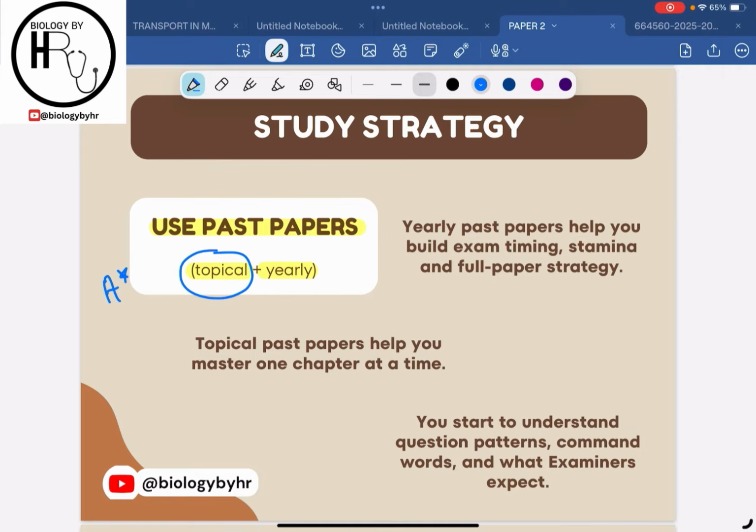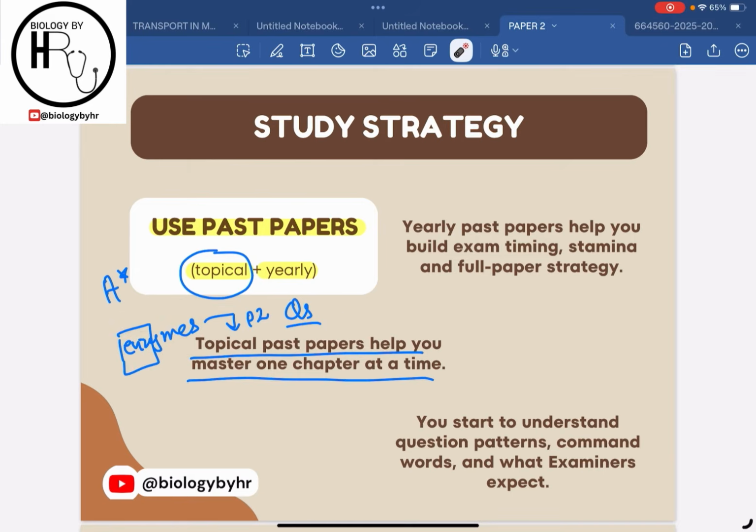Now what is the benefit of using the topical past papers? The benefit is that these topical past papers help you to master one chapter at a time. For example, if there is a chapter on enzymes that you studied in the class, when you go home, you will open the topical past papers of paper 2 for enzymes, and it will help you to know what sort of questions the examiner is testing you from this particular chapter of enzymes, right?